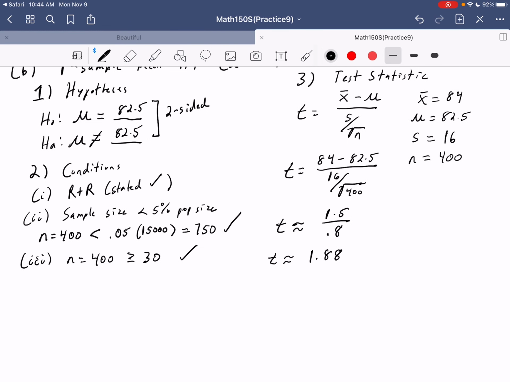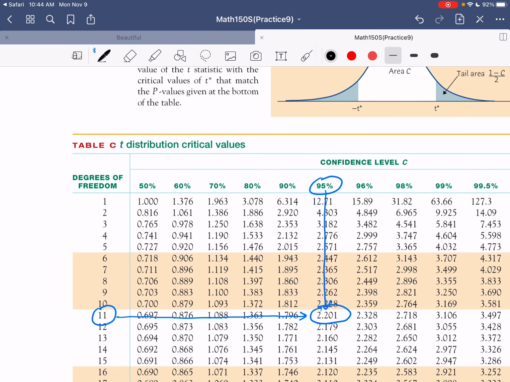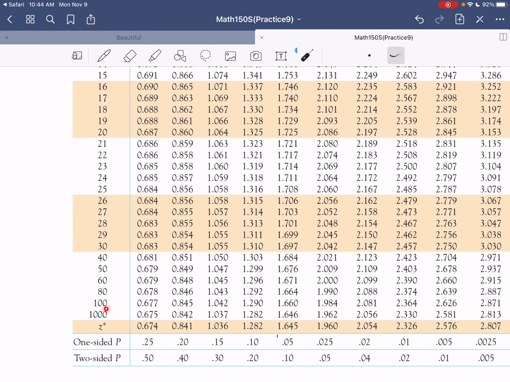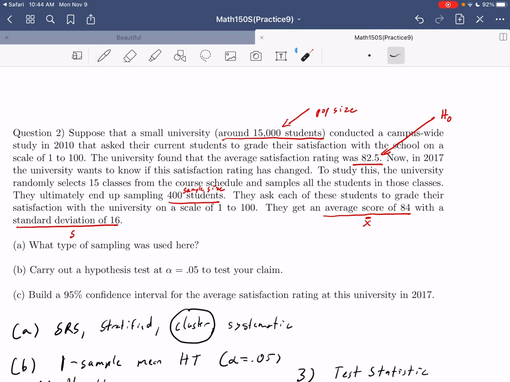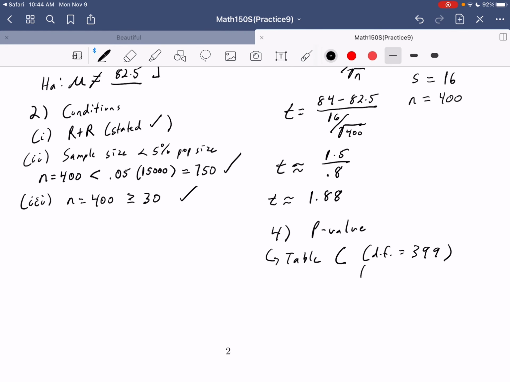All right, so let's go ahead then and look that up. So now we're ready to go get the p-value. So we need to use table C here. And what should the degrees of freedom be? Well, it's going to be 400 minus 1, which is 399. Now, if we just take a quick look ahead, table C has lots of degrees of freedom, but it does not have 399. It starts to skip down here. Remember, if your degrees of freedom is not listed, you always just round down. So 399 is going to be rounded down to 100. So we're just going to make a note here. We're going to use degrees of freedom equal to 100.